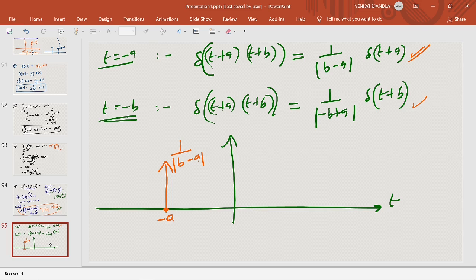And this one also I have to represent. And what is this area? 1 by minus b plus a. Let us say minus b is here, and this has the same area, 1 by mod of minus b plus a. So we have put mod here. So a minus b and b minus a, whatever, if you get negative, you have to write positive only. So in both the cases you will get the same positive value. Mod of a minus b equals mod of b minus a. Okay, you will get the same value in both the cases.